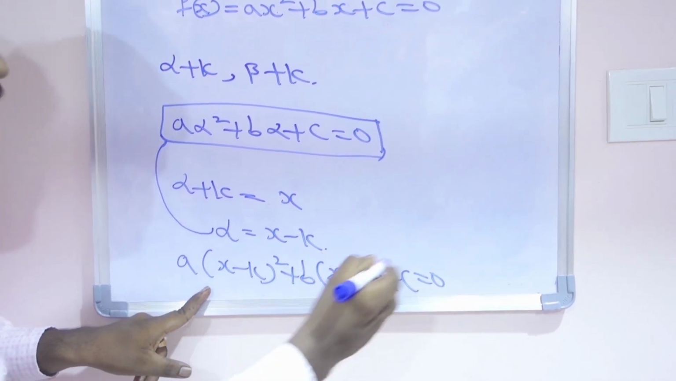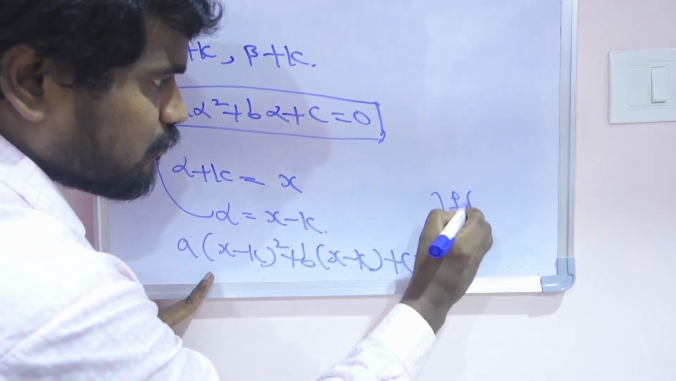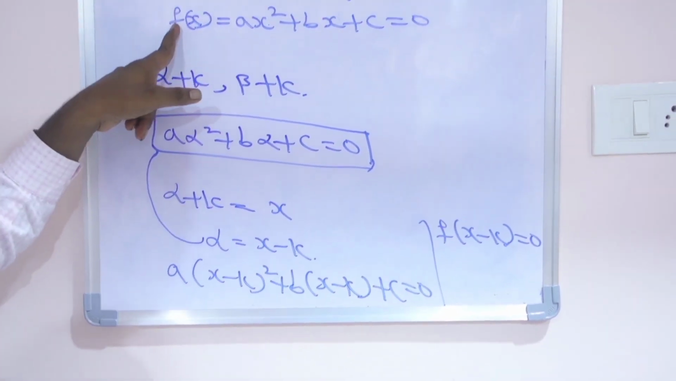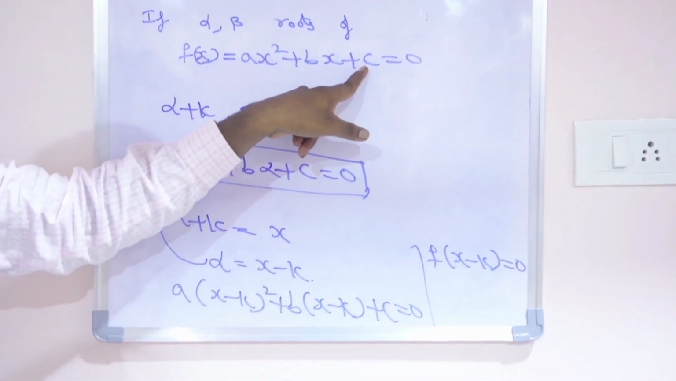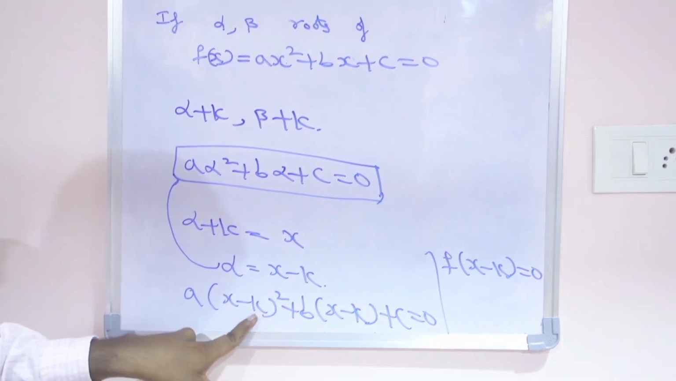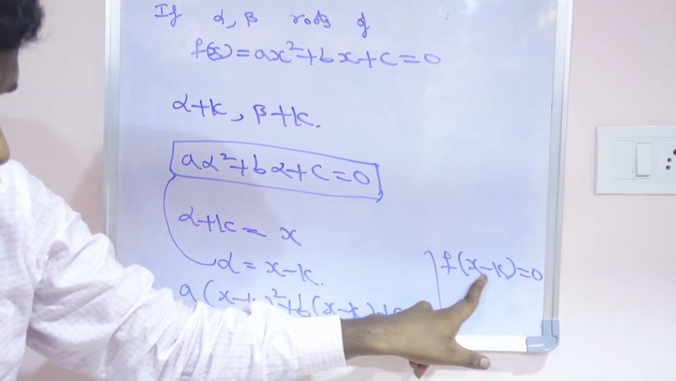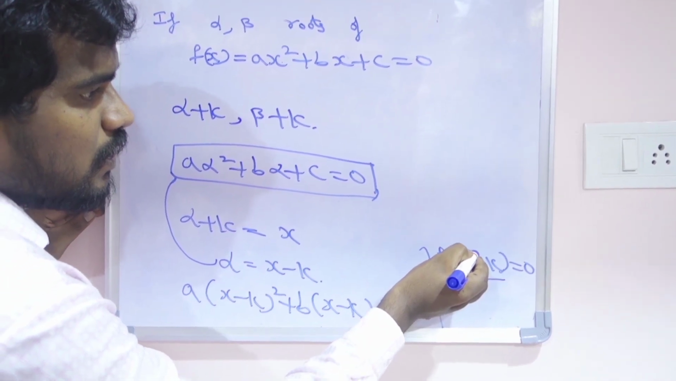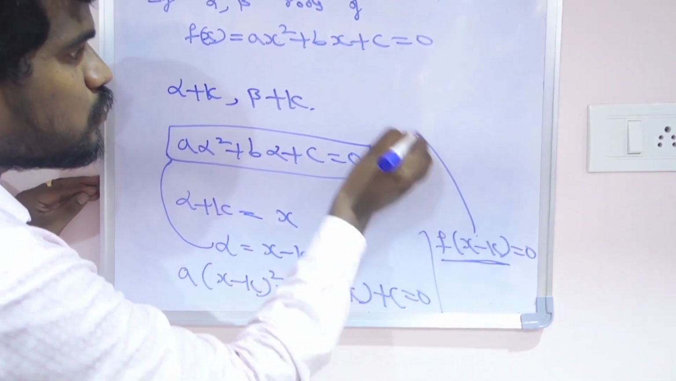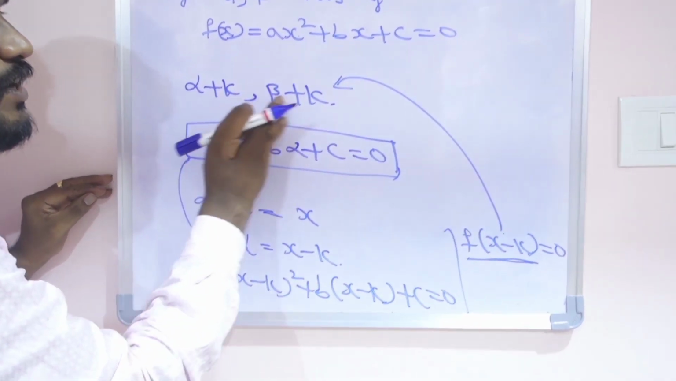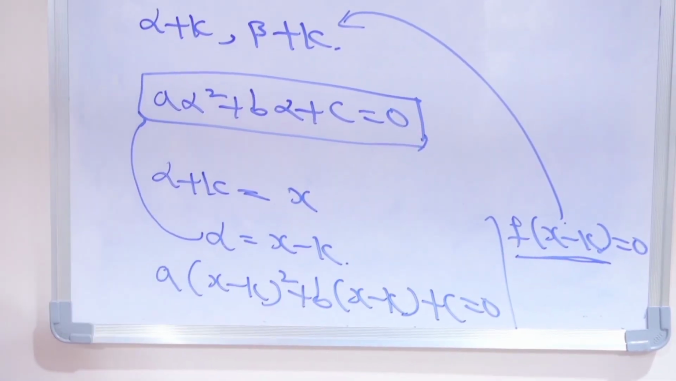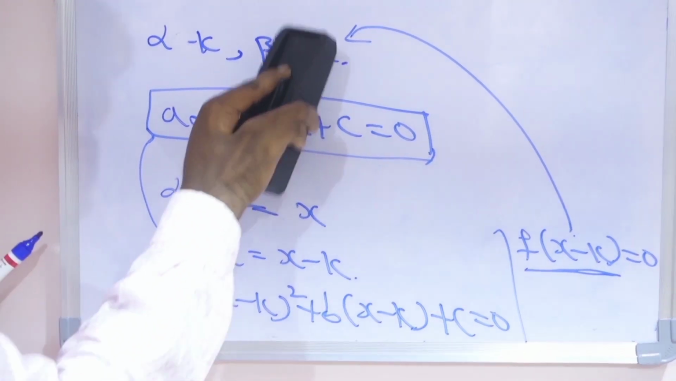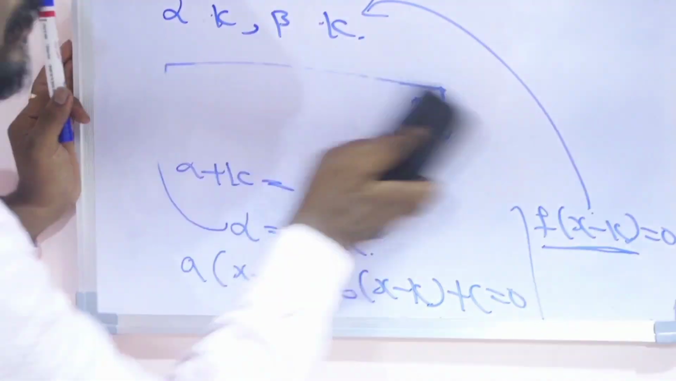It becomes f of x minus k is equal to 0. So f of x is equal to ax square plus bx plus c equal to 0, and in place of x we write x minus k. Then f of x minus k is equal to 0. This is the transformed equation whose roots are alpha plus k and beta plus k, where each root is increased by k. Suppose each root is decreased by k, then we use minus k.